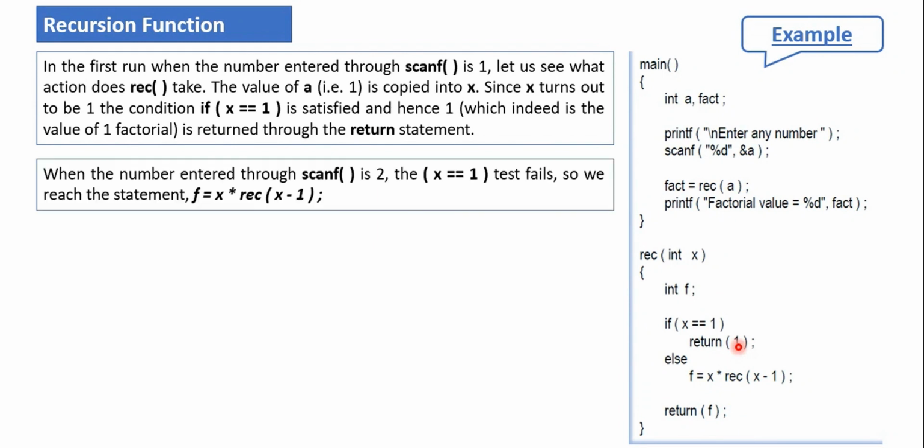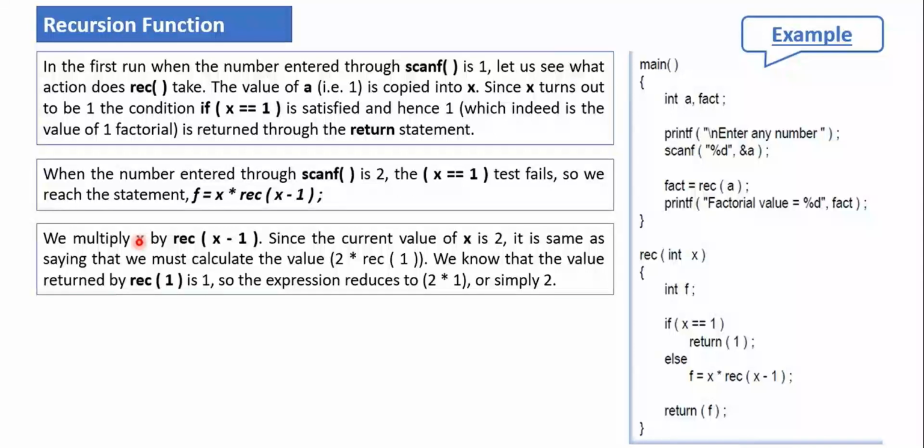Now when the number entered through scanf is 2, the x equal to 1 test fails. So we reach the statement f equal to x multiplied by recursive of x minus 1. Since the current value of x is 2, it is the same as saying that we must calculate the value of 2 into recursion of 1.